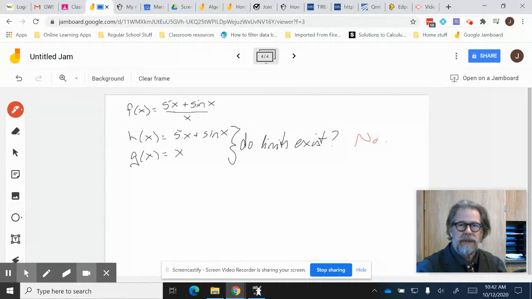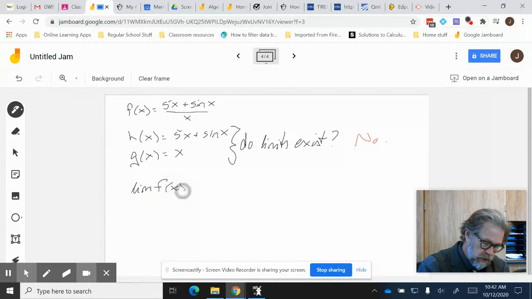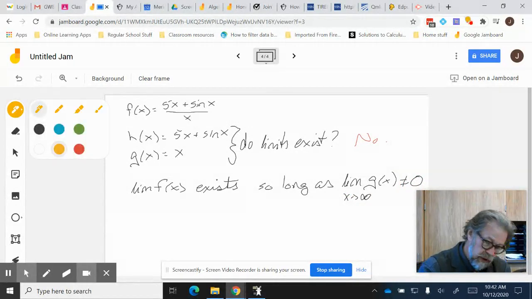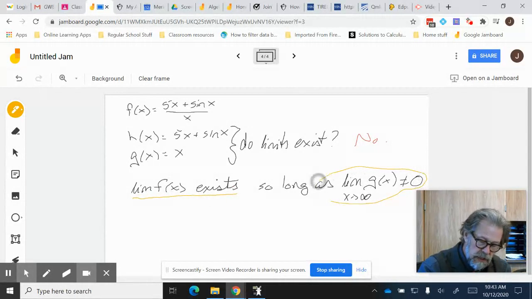However, it turns out it doesn't matter, because as long as the limit of f of x exists, it doesn't matter whether the limits of the two individual functions exist, so long as the limit of g of x as x goes to infinity is not 0. That's the important thing right there, that this limit exists as long as you're not dividing by 0.